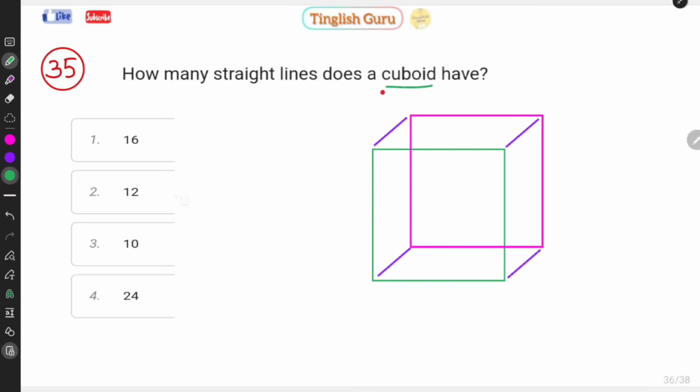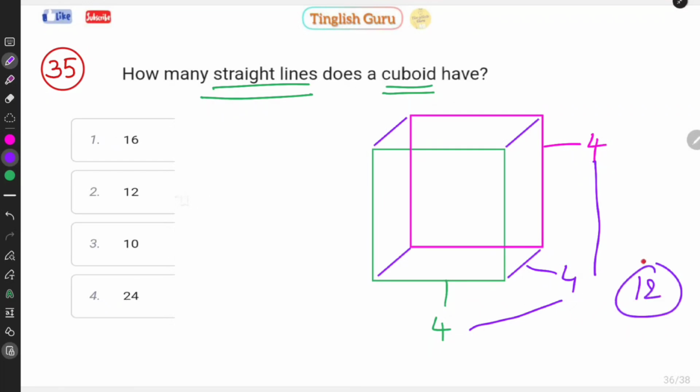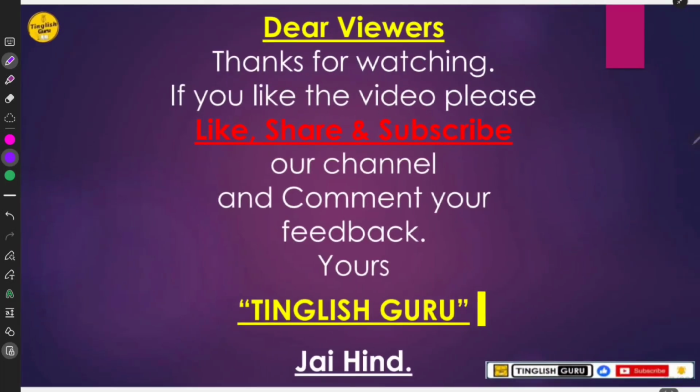Next, here in this question, a cuboid. So I wrote it like a cube, but both have the same structure. So how many straight lines are there? See, how many straight lines are there in this question? Pink lines are 4 and green lines are 4 and blue lines are 4. So total how many? 4 plus 4 plus 4, 12 straight lines are there. Option 2. Next. Okay, with this we have completed solving this paper.